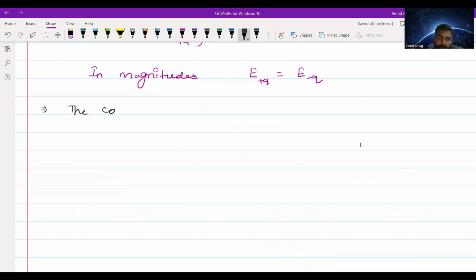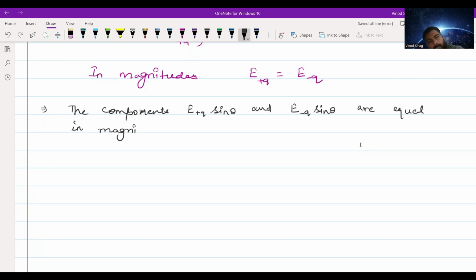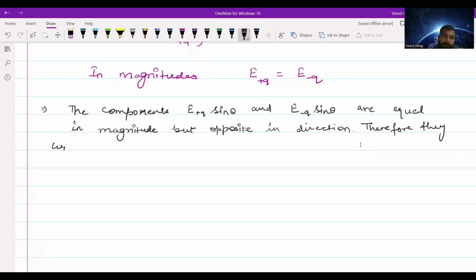The components E plus Q sin theta and E minus Q sin theta are equal in magnitude but opposite in direction. Therefore, they will be cancelled out.